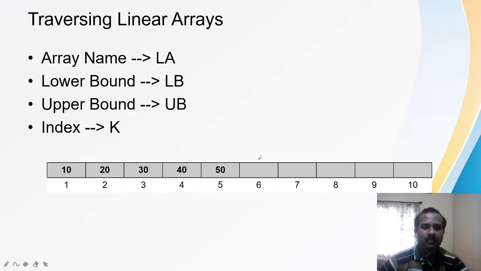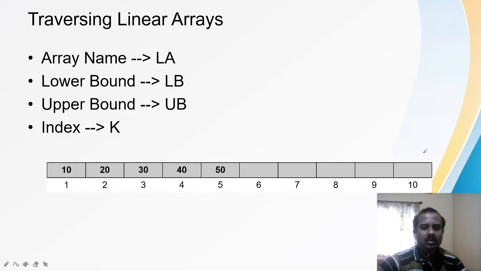Okay. Now, let me take my array name as LA. And my lower bound value, what is the lower bound value? Lower bound value is the lowest index value that is present with me. That is LB. UB is the upper bound, and it is the highest index value for that particular array. And what about the index here? I am using K as my counter to keep track of them. 1, 2, 3, 4, 5, 6, 7, 8, 9, 10.